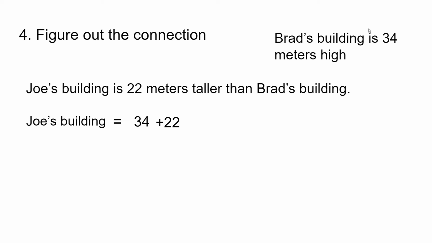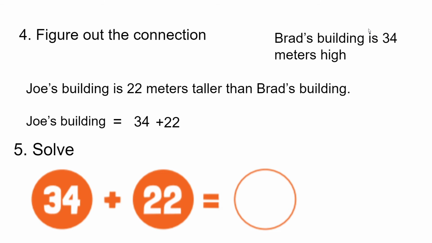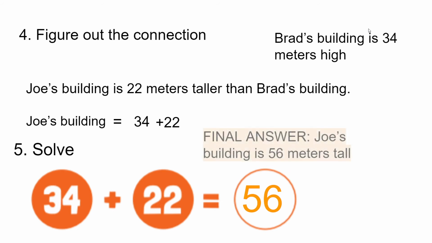So now that we have our numbers and our math, we can solve. So 34 plus 22 is 56. So our final answer is that Joe's building is 56 meters tall. And we just solved the problem. We turned the words into math. Do you see how we did that? I hope that makes sense.